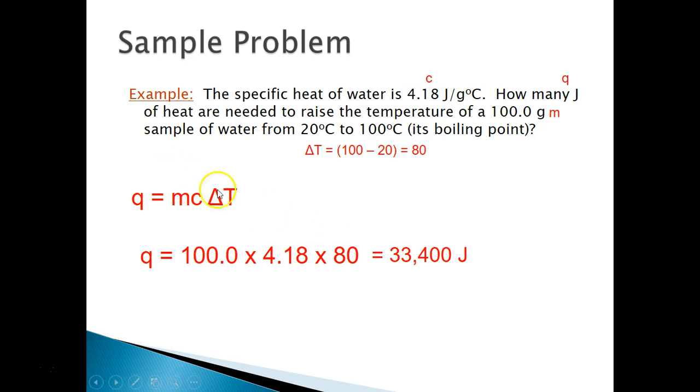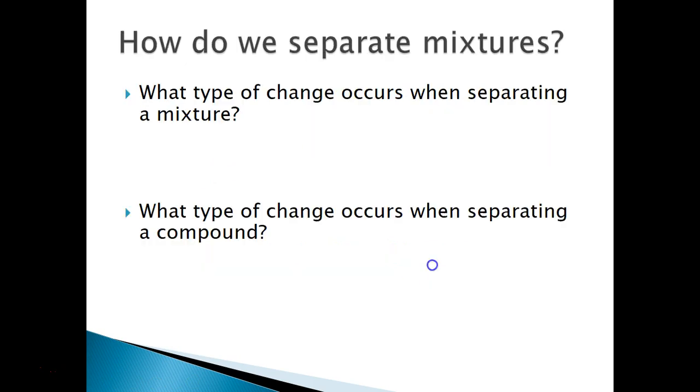Now, whenever we do math problems in chemistry, if you write the formula, you're going to get a point. If you show your work, you're going to get a point. If you have the correct answer, you're going to get another point. So whenever you're doing math, be sure to do these three things in order to get some partial credit if you happen to get it wrong.